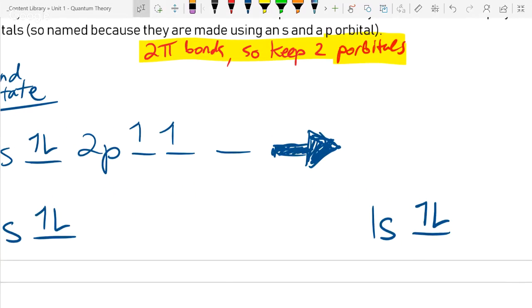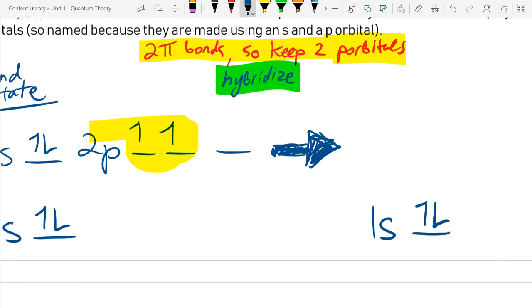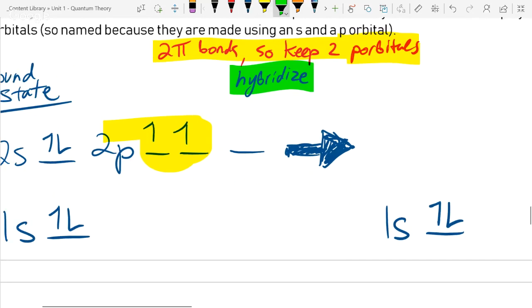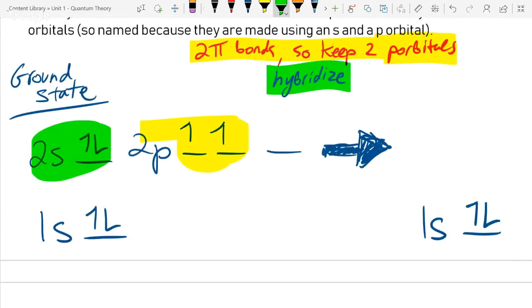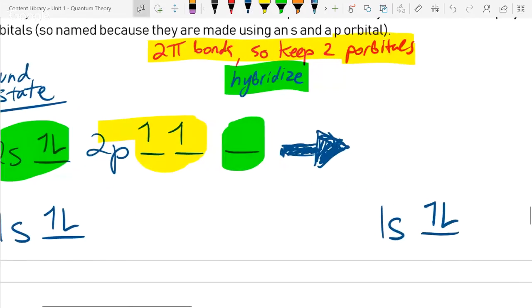And I'm going to highlight the p orbitals I'm going to keep. So I'm going to pick the ones that already have electrons in them. Does that make sense? And then everything else, I'm going to hybridize. And what's left to hybridize? Well, the s, and there we go. So what are we going to call the hybrid orbital? 2sp. Sometimes people write like sp1. It's not wrong, but it's not like we write s1p3, right? So the accepted nomenclature is just sp.